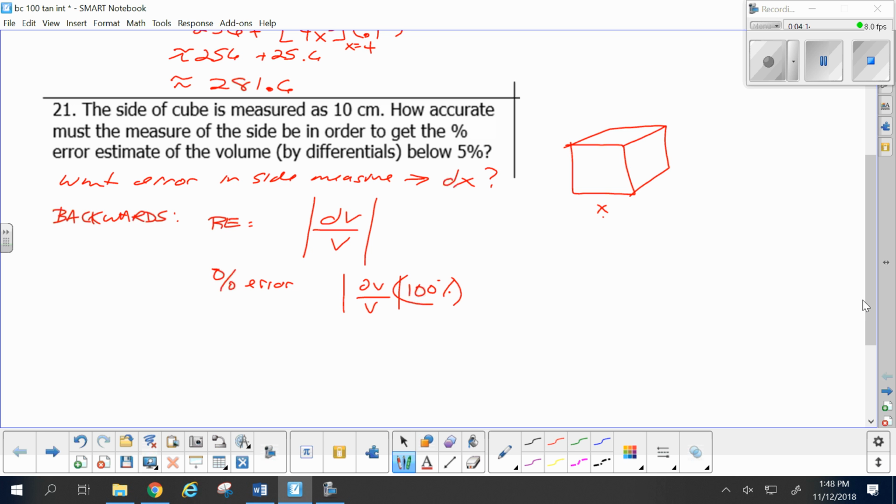So that's the place we want to start from, is the volume error needs to be less than 5%. Okay? Now I want to go backwards from this and make some kind of dx conclusion. So let's maybe start with a little bit of cleanup. dV to V, the relative error must be less than 1/20th. Okay?